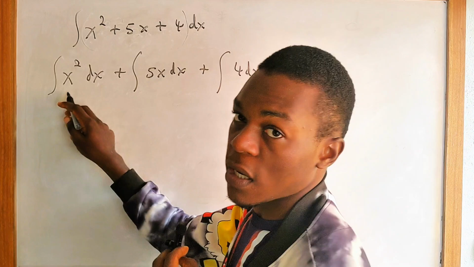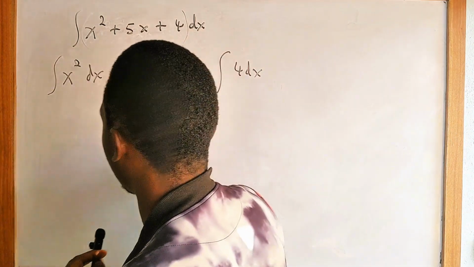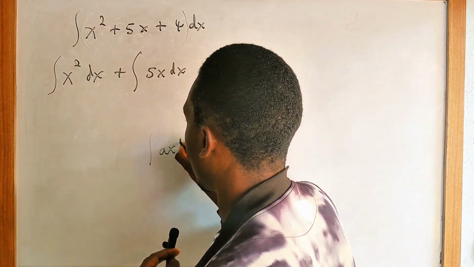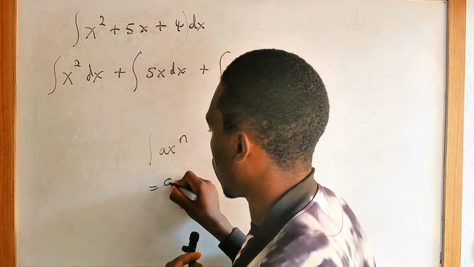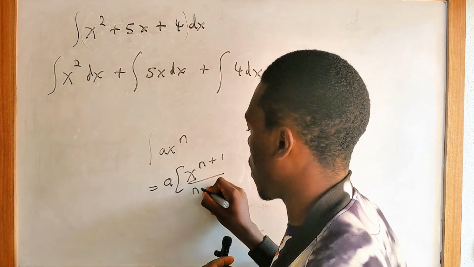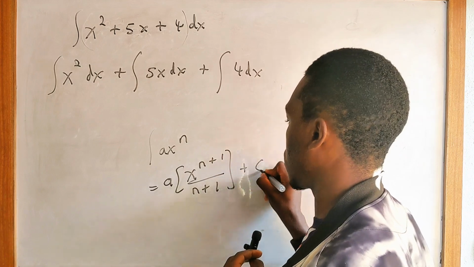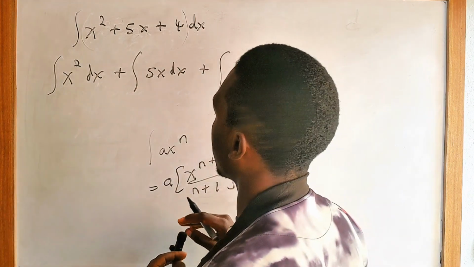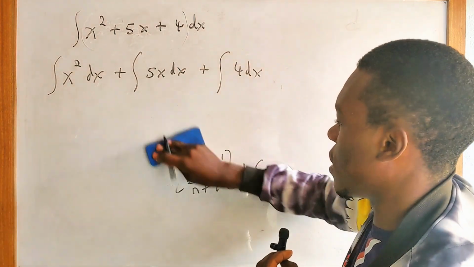Okay, using the principle of integration, if you integrate this, you are going to have what? Because you have integral of a x to the power n, that will be equal to what? You put a outside, x to the power n plus 1 all over n plus 1 plus a constant c. Okay, at this point, I'm going to do the same thing.